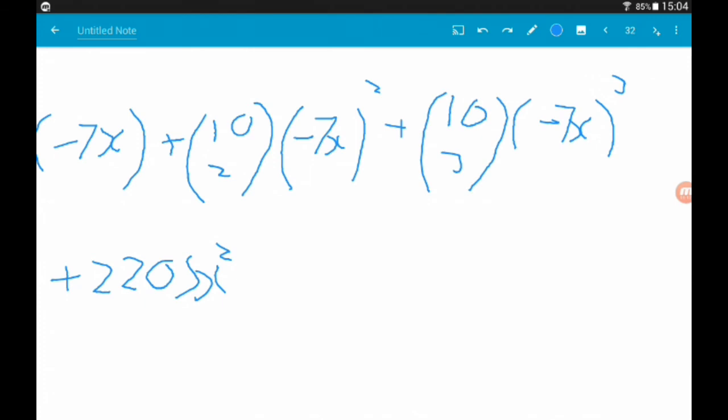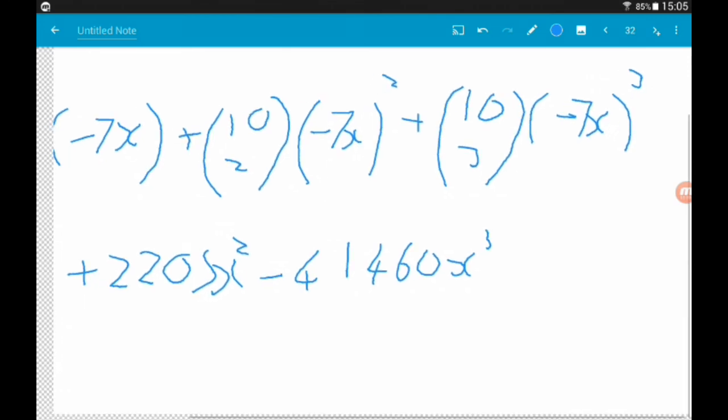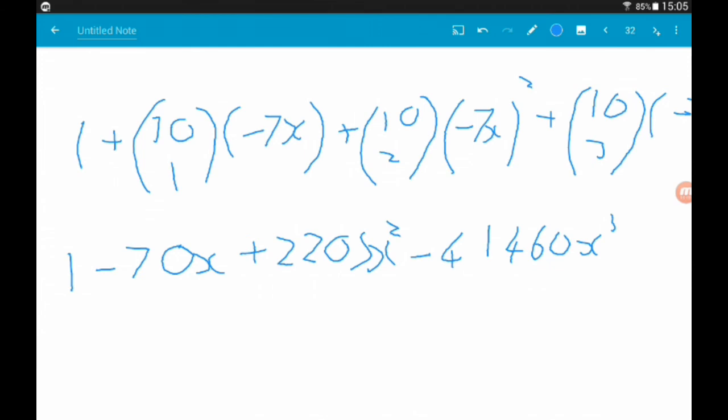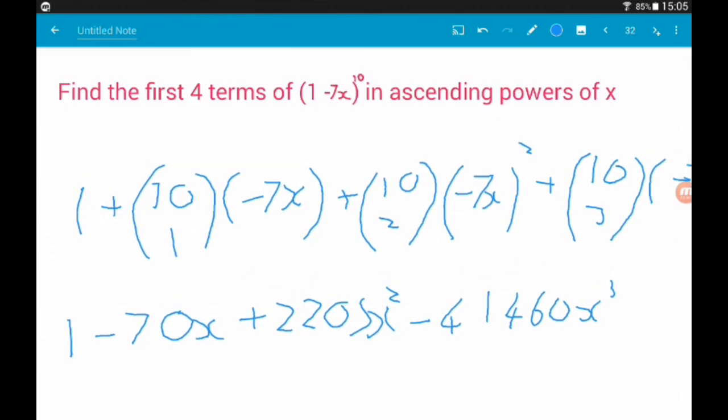And then for our final term, well, 10 choose 3 is 120, and minus 7x all cubed is going to give us minus 343x cubed. So we need to work out 120 times minus 343, and that is going to give us minus 41,460x cubed. So there are the first 4 terms of our expansion of 1 minus 7x to the power of 10.